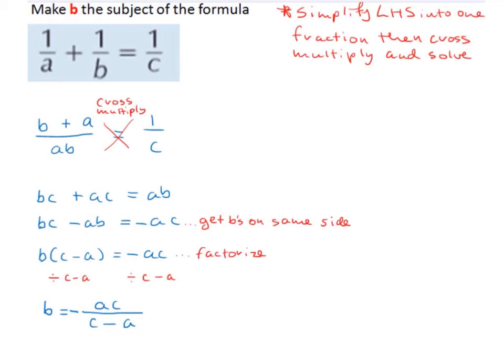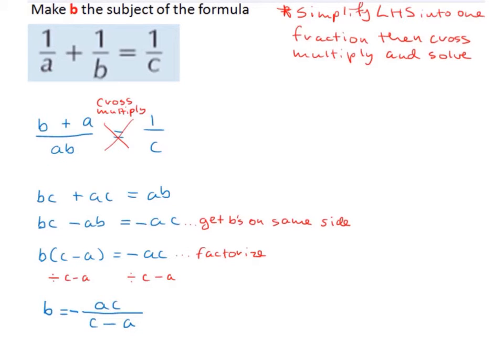Make B the subject of the formula. We have 1 over A plus 1 over B is equal to 1 over C. What we're going to do is simplify the LHS, which is the left hand side, into one fraction, then cross multiply and solve. So we want to make this into a single fraction. We have A and B as denominators, so AB will be our common denominator, we just stick them together.